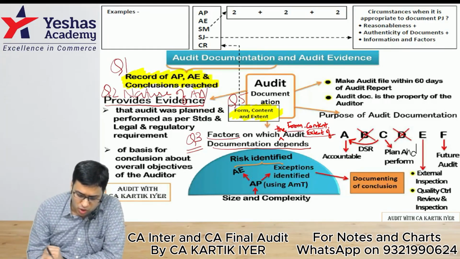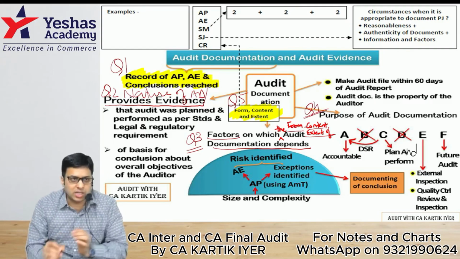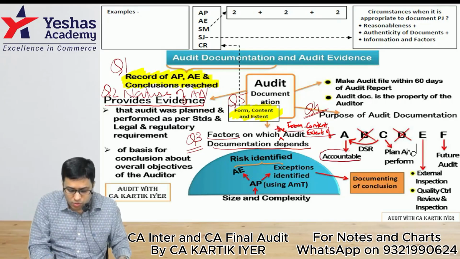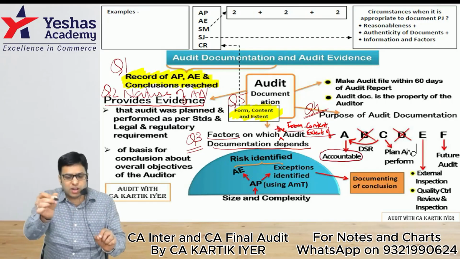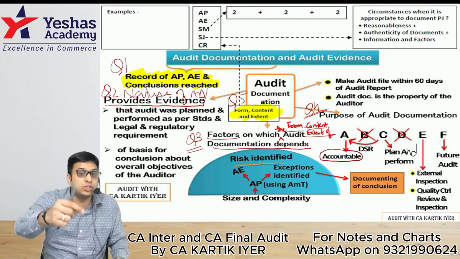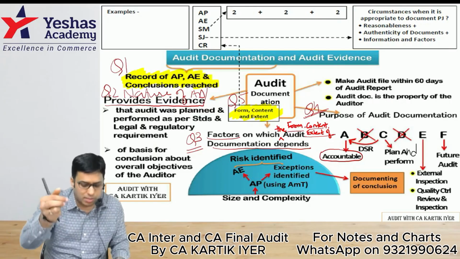Next, what is the purpose of audit documentation? Very, very simple. First, in audit documentation, we write which person is accountable for which work. So who has done what work, we write it down so that person becomes accountable. If there is any problem in that work, then we can hold that junior accountable.